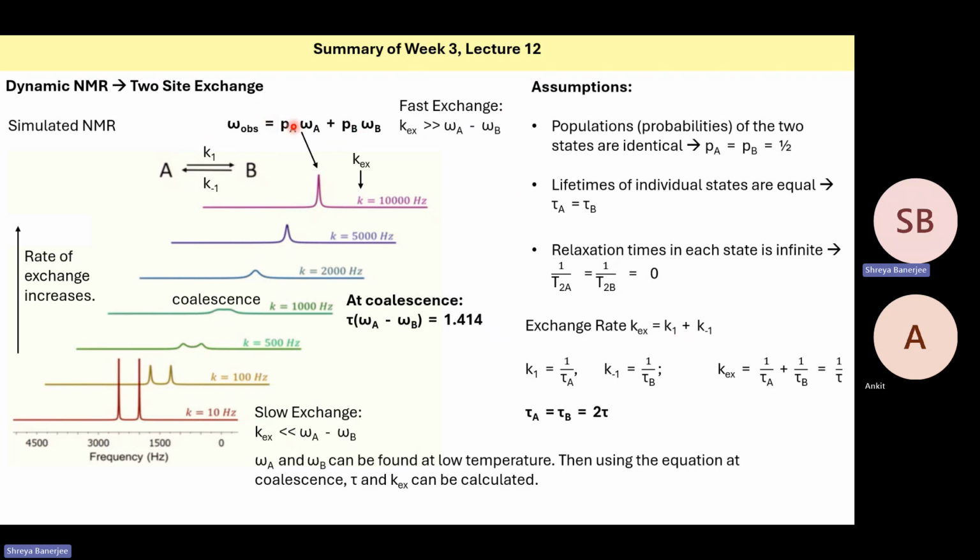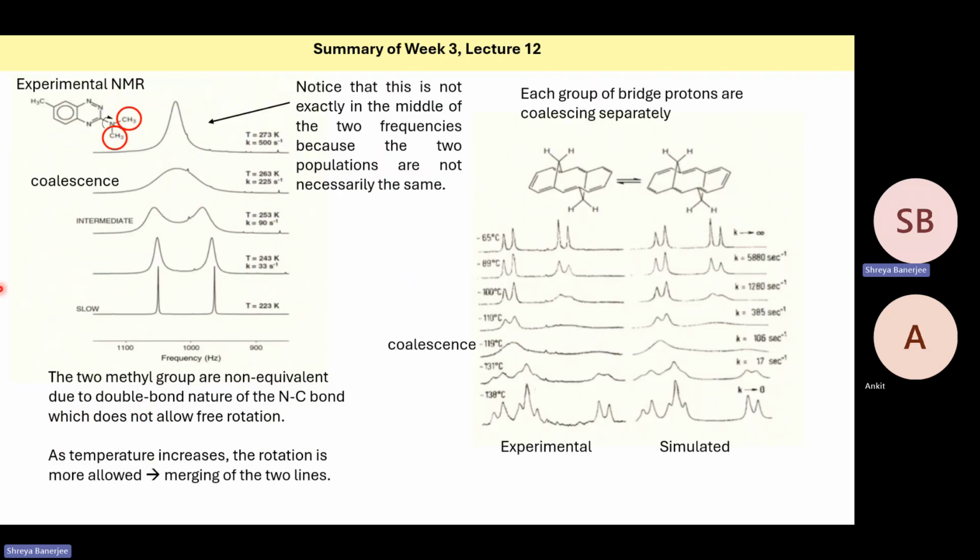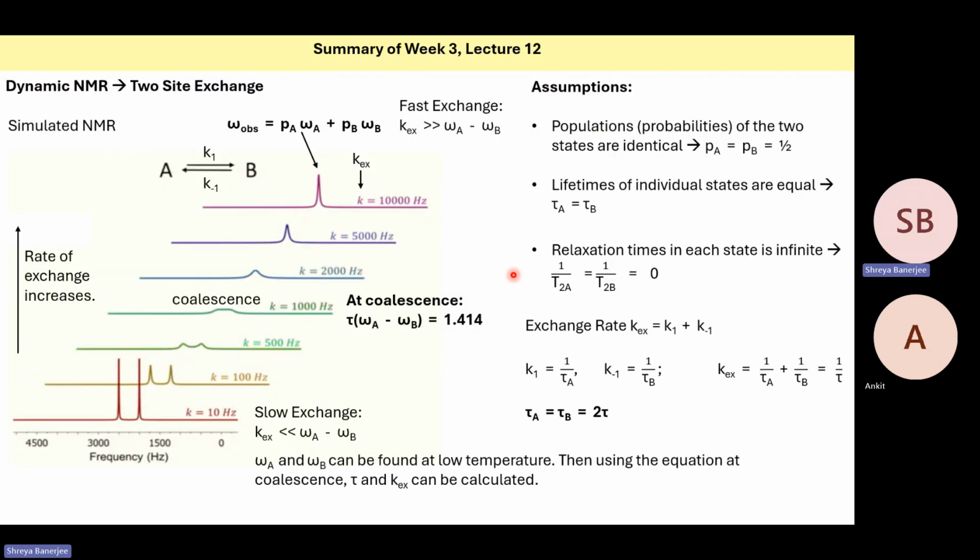If the populations are identical, in this case, this is basically a simulated NMR. In this simulation, you have assumed that the populations are identical. So PA and PB are equal, and it is half. That is why in this case, the observed frequency is exactly in between these two frequencies. But we'll see some practical experimental NMRs later, where the observed frequency is a weighted average of the two frequencies.